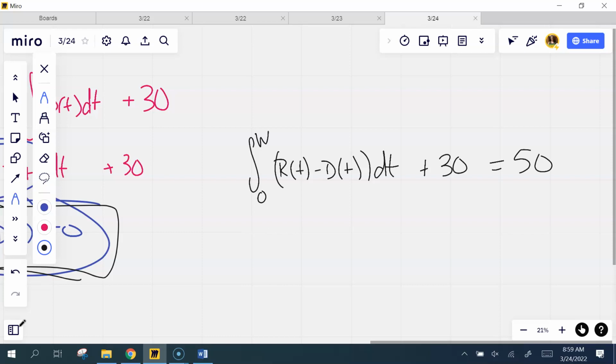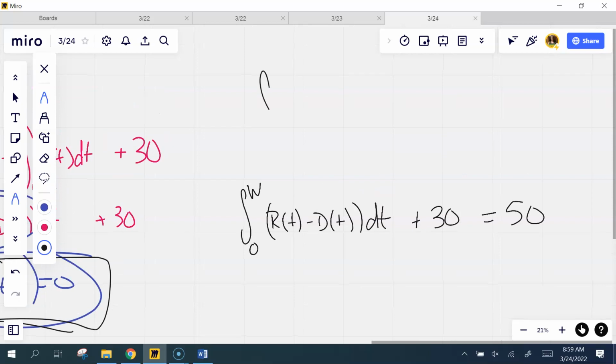I just did two separate integrals. Mm-hmm. And I wrote it all out. That's fine. So you did from 0 to 8 plus from 8 to W? Is that what you're saying? Did you do the plus 30? Put it equal to 50, then you got 5 points.